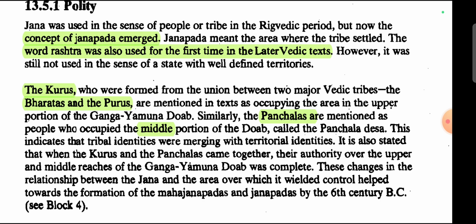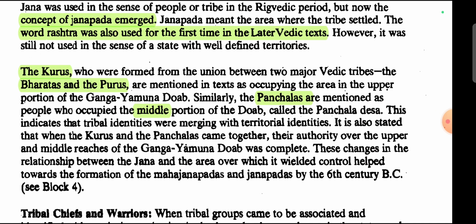The Kurus, who were formed from the union between the two major Vedic tribes, the Bharatas and the Purus, are mentioned in texts as occupying the area in the upper portion of the Ganga-Yamuna Doab. Similarly, the Panchalas are mentioned as the people who occupied the middle portion of the Doab, called the Panchala Desh. This indicates that tribal identities were merging with territorial identities. It is also stated that when the Kurus and the Panchalas came together, their authority over the upper and the middle reaches of the Ganga-Yamuna Doab was complete. These changes in the relationship between the Jana and the area over which it wielded control helped towards the formation of the Mahajanapadas and the Janapadas by the 6th century BC.